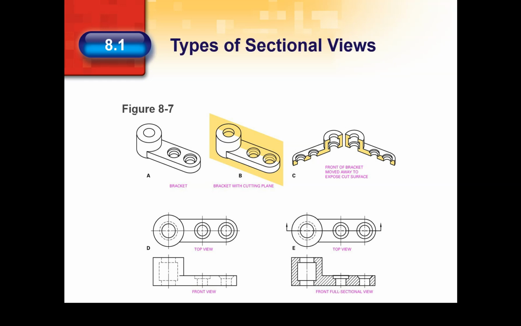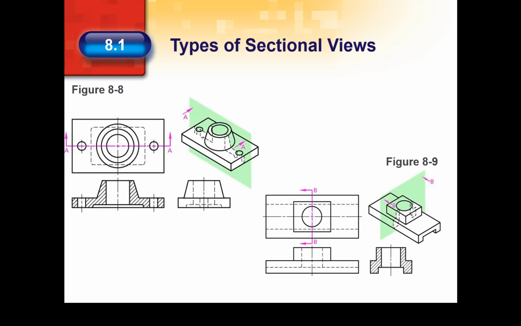A full section is a sectional view that shows an object as if it were cut completely across from one end or side to the other. Such views are usually called sections. The vertical section, a full section taken from an object's vertical or front view, and the profile section, a full section taken from an object's profile view, are the two most common types of full sections.